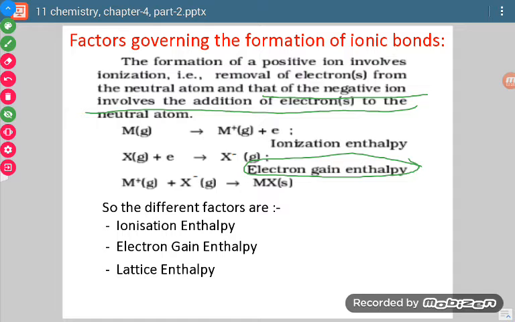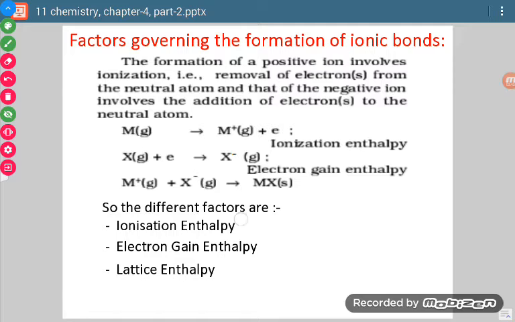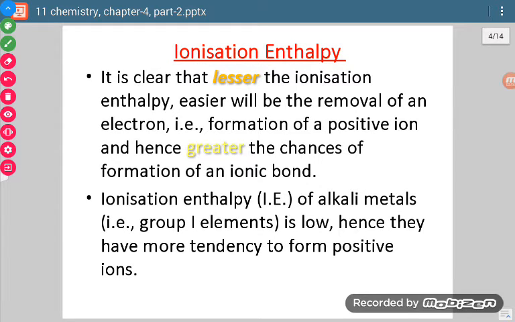Now once these ions are formed, positive ion or negative ion, those ions will combine and form a crystal lattice. So these three things involve three factors. First is ionization enthalpy, second is electron gain enthalpy, and third is lattice enthalpy. Now we will see how these three things play their role. First of all, ionization enthalpy.